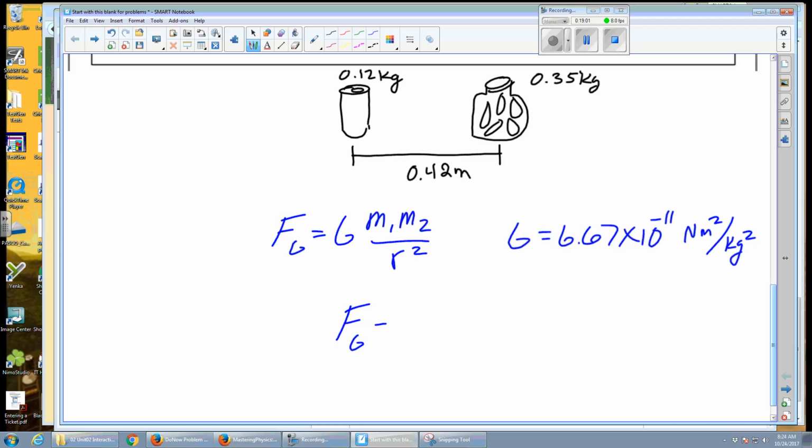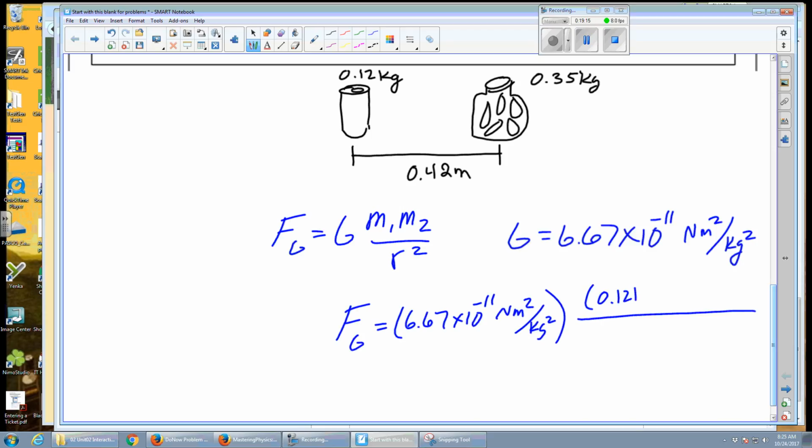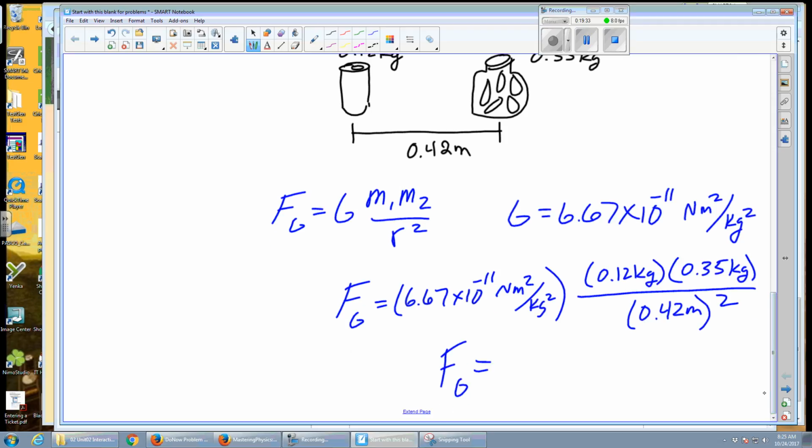So now I sub in, right? 0.12 kilograms. Does it matter which one I put as 1 and which one I put as 2? No. You're not sure? Ask a math teacher. We can explain it to you. It's like the commutative property or something like that. Yay, and I just do my calculator work. Right?